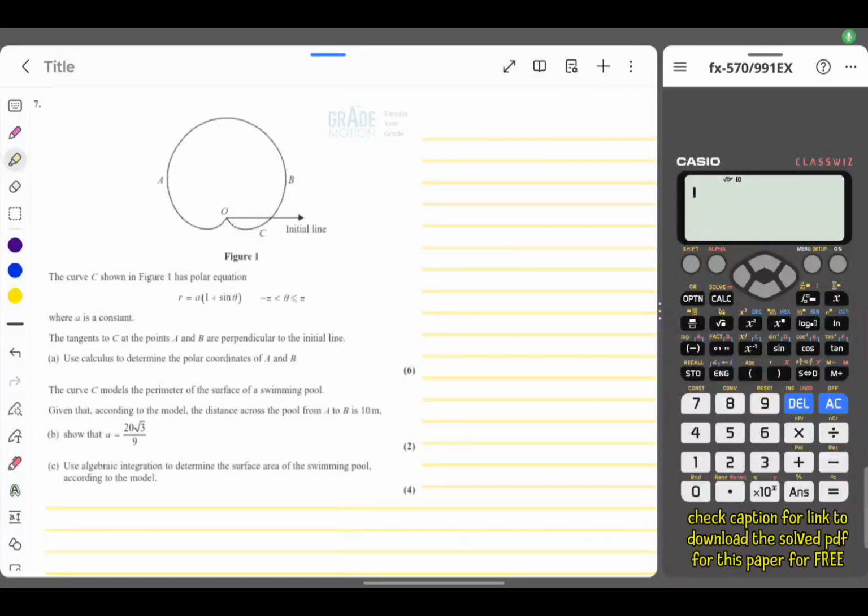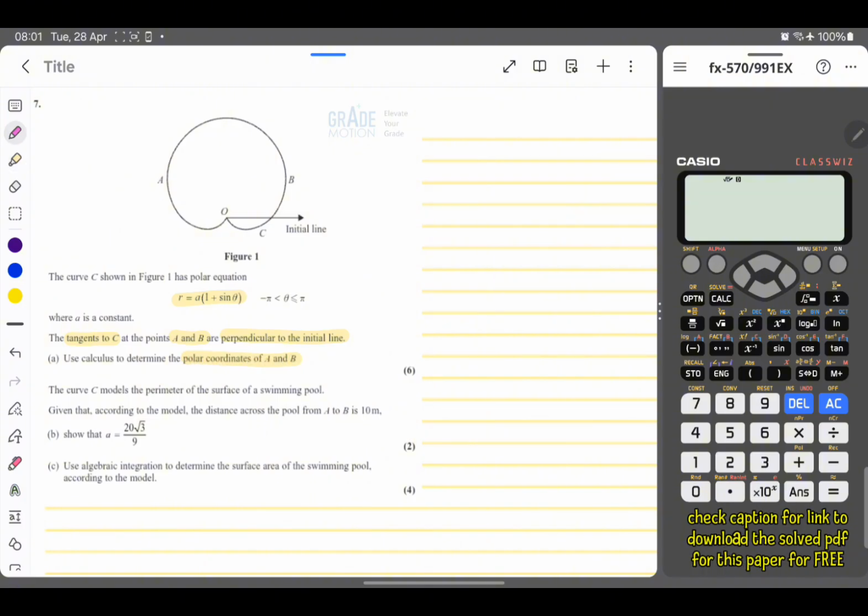Take a look at question 7. We have a polar coordinates question. Curve C shown in figure 1 has polar equation r equals a(1 + sin θ), where a is a constant. The tangents to C at points A and B are perpendicular to the initial line. Use calculus to determine the polar coordinates of A and B.